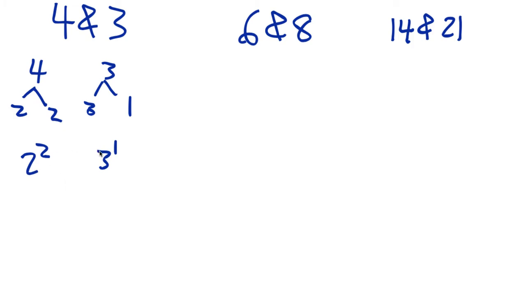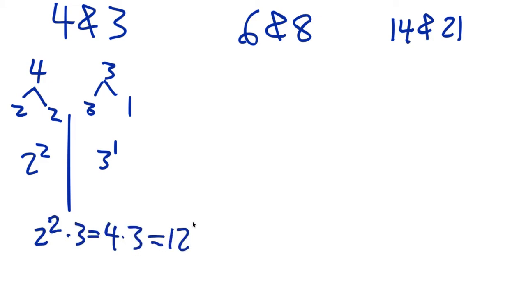What we do is take the highest power we see of each of the separate numbers. That's going to be 2 squared times 3, which is 4 times 3, which is 12. That's the LCD of 4 and 3. Let's try it with 6 and 8. We'll get a slightly different take on this.